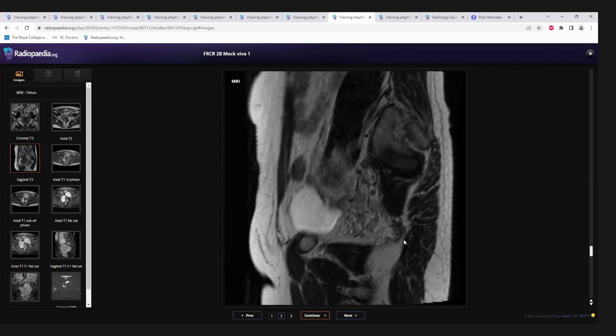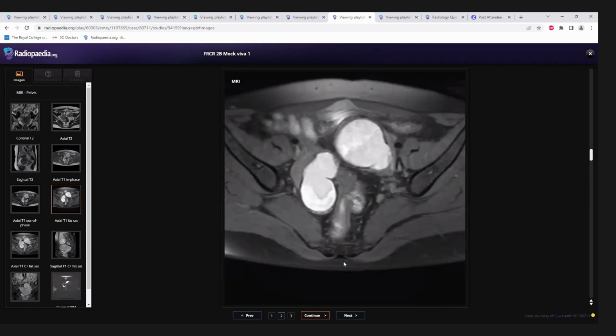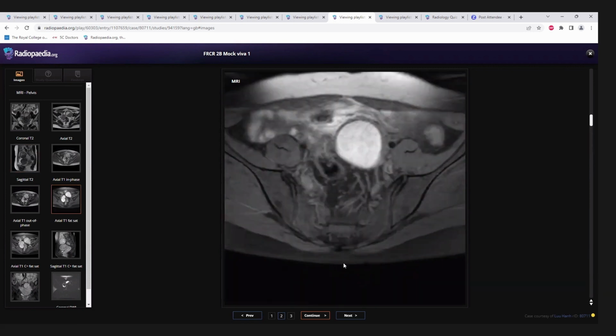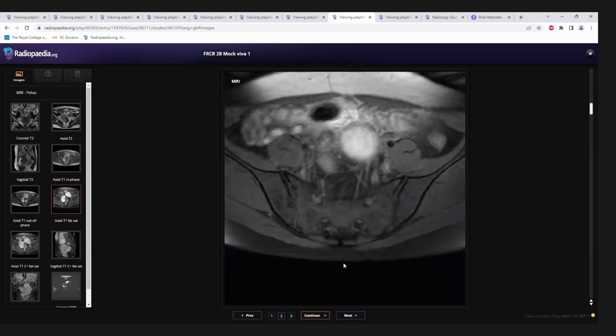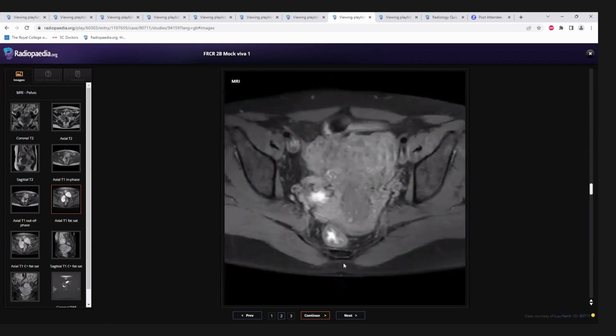It will show shading on T2 and T1 hyperintensity, and there won't be any signal suppression on T1 fat sat sequence. Intermediate T1 signal deposits can be seen in the fat planes adjacent to the uterus and the cervix, I mean the parametrium. All right, so there's no suppression on T1 fat sat, which excludes it to be fat.